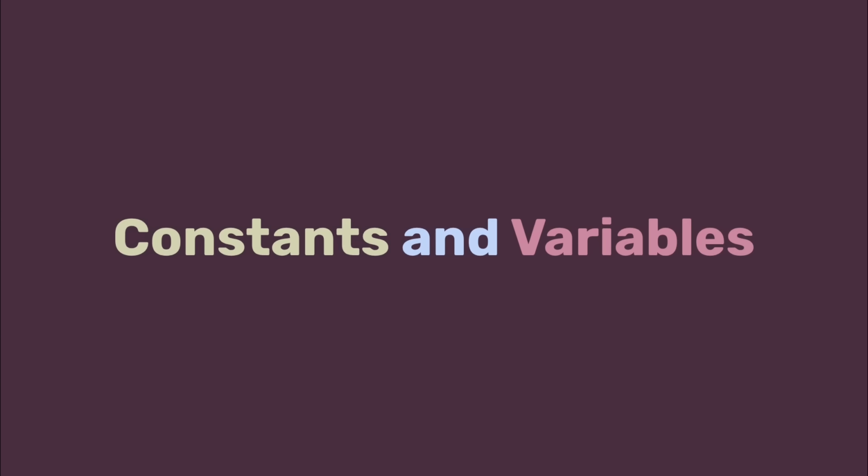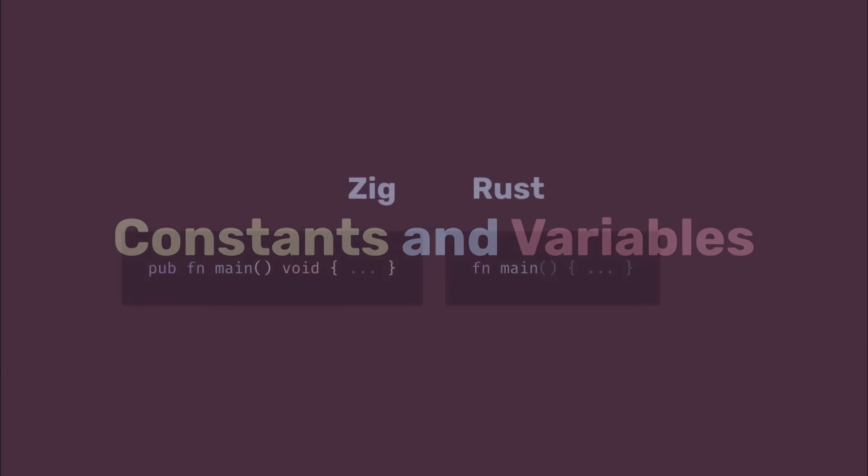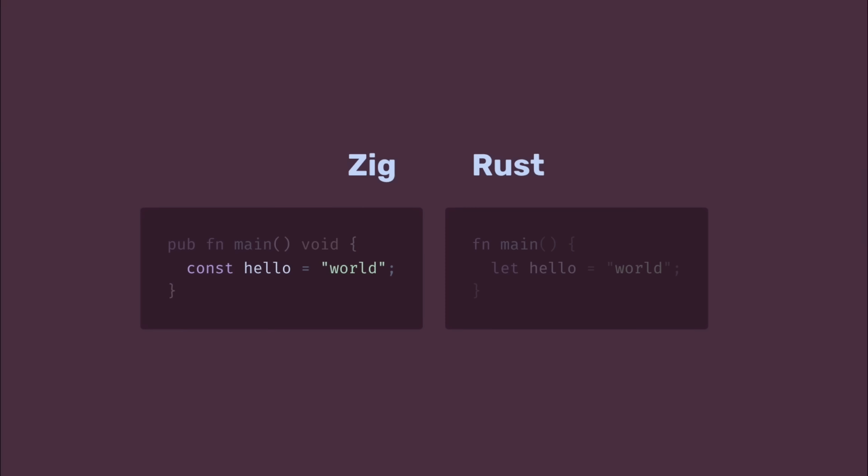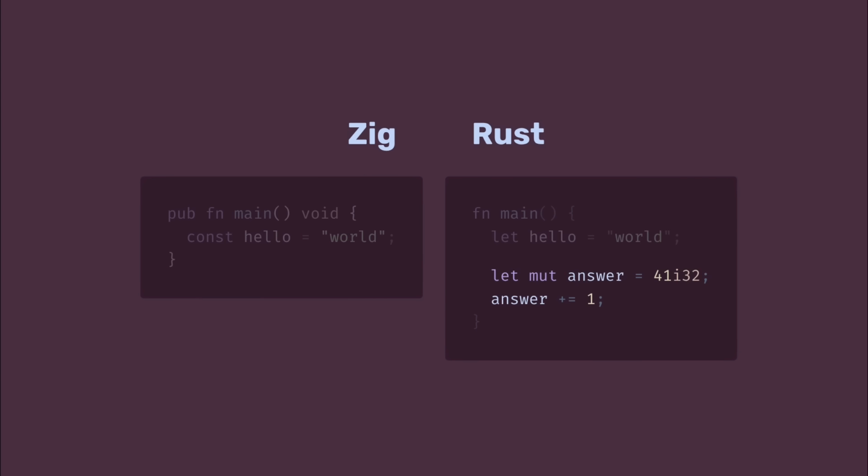Alright, let's look at how constants and variables are declared. This is another area where Zig feels a bit more streamlined to me, especially regarding mutability. So, local immutable bindings in Rust are declared using the let keyword. In Zig, we have to use the const keyword. For mutable bindings in Rust, we use the let keyword with the mut modifier. In Zig, this is different, where instead we have a separate var keyword.